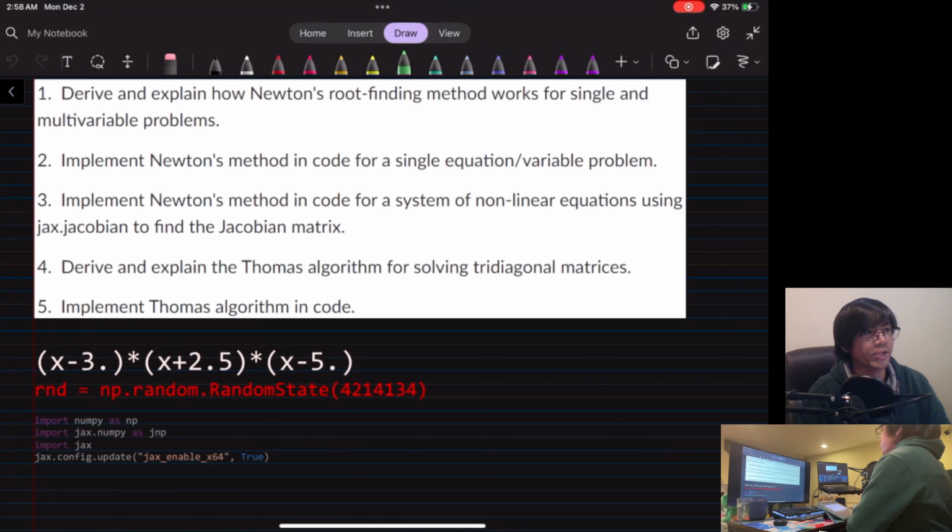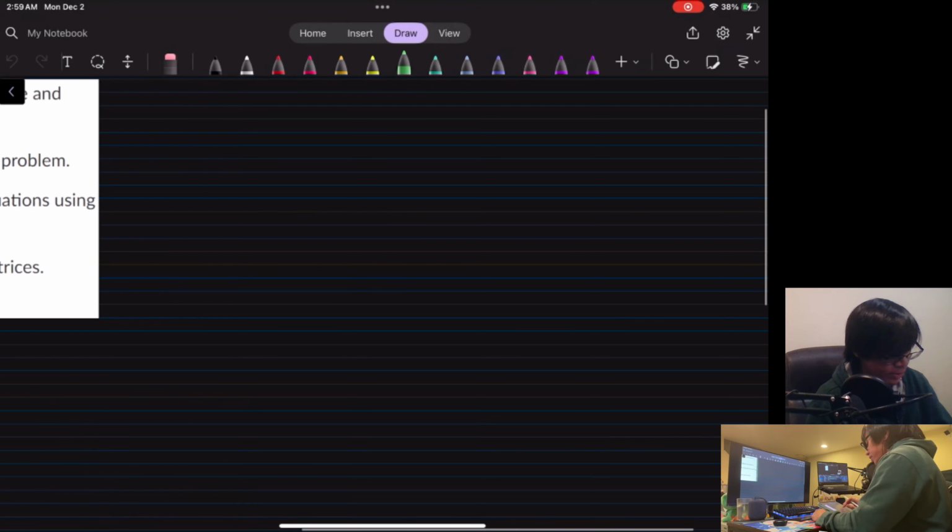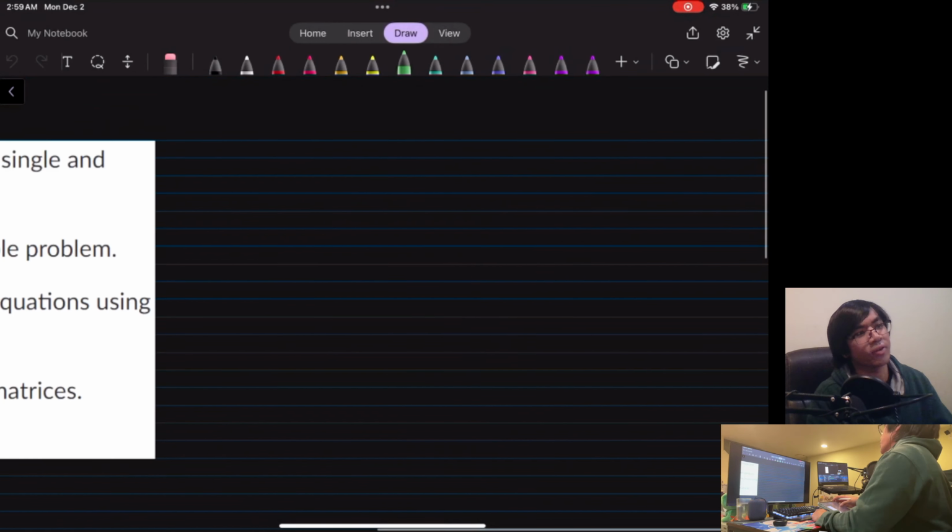All right, so today's video we're going to be covering Newton-Raphson and transitioning over to the Thomas algorithm with this idea of a tridiagonal matrix. So let's just get started, honestly, before I start saying things I don't mean. So what is Newton-Raphson? It's kind of a primitive root solver, if you will.